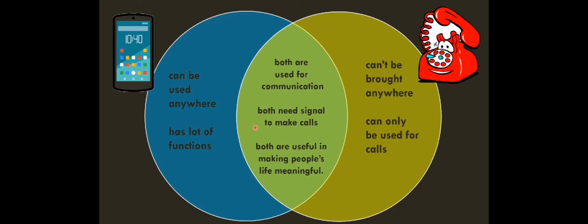We will now go to the differences. Smartphones can be used anywhere and has lots of functions, whereas telephone can't be brought anywhere and can only be used for calls. Now that we know the similarities and the differences of telephones and smartphones, let us express their similarities and differences in the form of sentences.